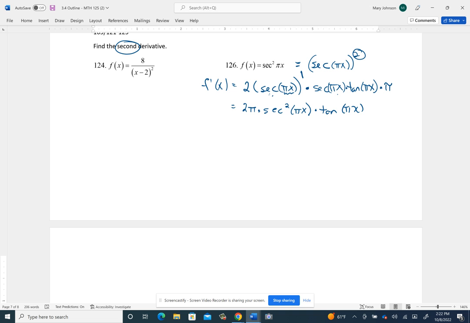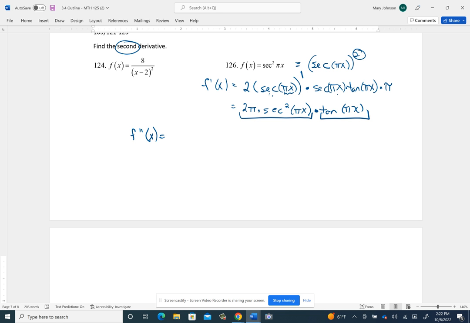Now I'm getting ready to do the second derivative. I'm going to move way over here because it's going to be longer than you think. See this times right here? I can do this as one function of x, and then here I've got another function of x. So I'm going to have to use the product rule.